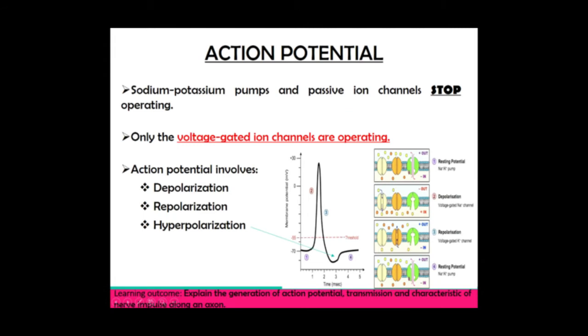When a stimulus opens some voltage-gated sodium channels, sodium inflow through those channels depolarizes the membrane, causing the charge within the axon to become slightly relatively positive. The change in the electrical potential is called depolarization. An action potential has a depolarization phase and a repolarization phase. There may be a short hyperpolarized phase after the repolarization phase.